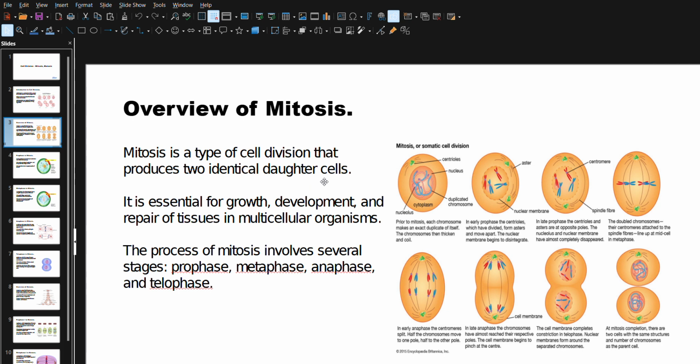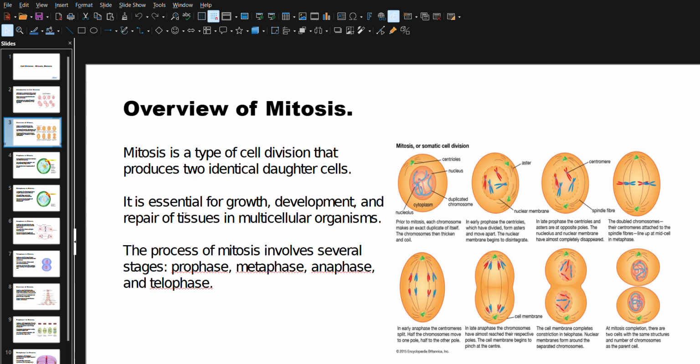Let us move to the next one. So we will see what is mitosis first. This is a type of cell division that produces two identical daughter cells. It is essential for the growth, development and repair of tissues in multicellular organisms.